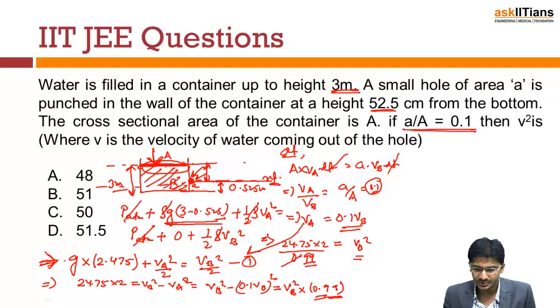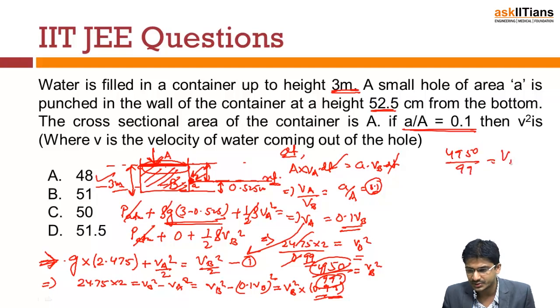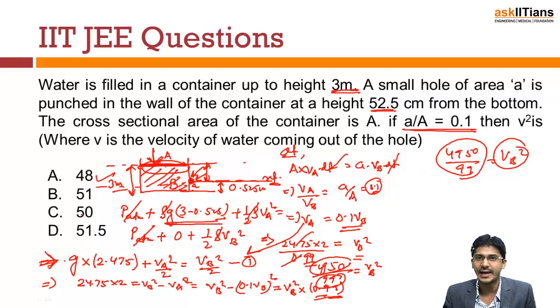If you solve this, what are the values I am getting? This gets cancelled out, this is 2475 into 2 by 99. So it's 4950 by 99 is VB square. If you see the value, it's greater than 48. The value is 4950 by 99. This is your VB square, and this is what you have to find out. So you can see it from here to which value is closer.